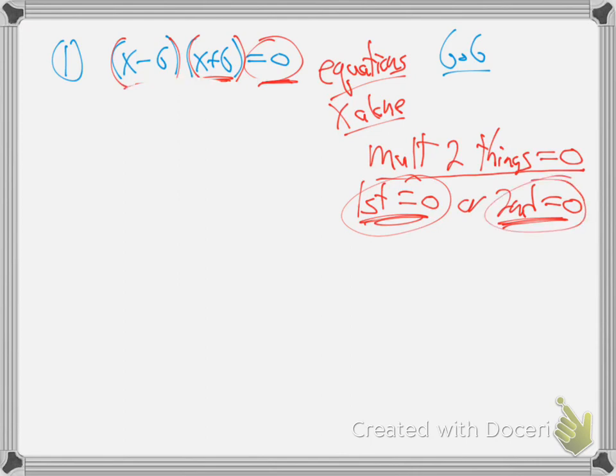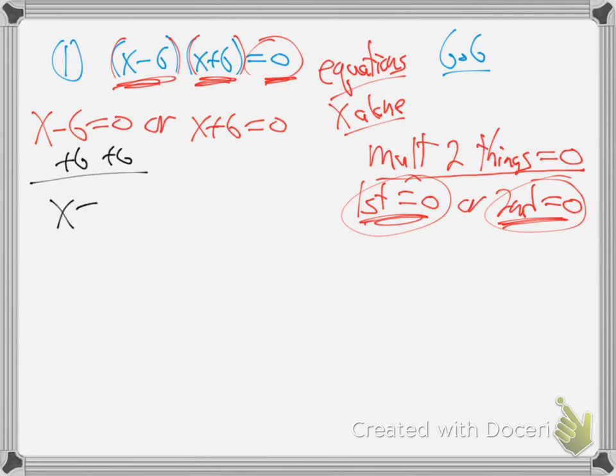Well, that's what this is saying here. One thing multiplied by another thing is equaling 0. So the first one could be 0 or the second one could be 0. So then you just solve each of these. How do we solve each of these? You just get x alone, add 6 to both sides. X is 6. Subtract 6 from both sides. X is negative 6. So those are our two answers.